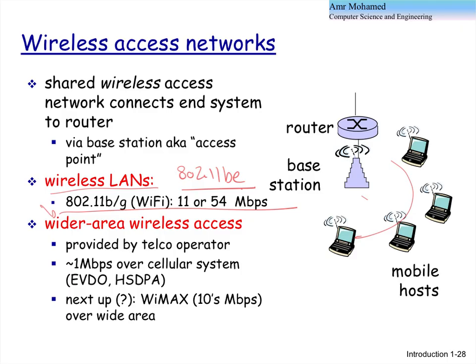In wider area wireless networks, this requires more sophisticated infrastructure. We have towers and base stations, and these towers and base stations cover a wide area or a wider range. One base station can cover up to 1 or 2 kilometers. So it's not a confined geographical area anymore. You have a very big range for base stations.